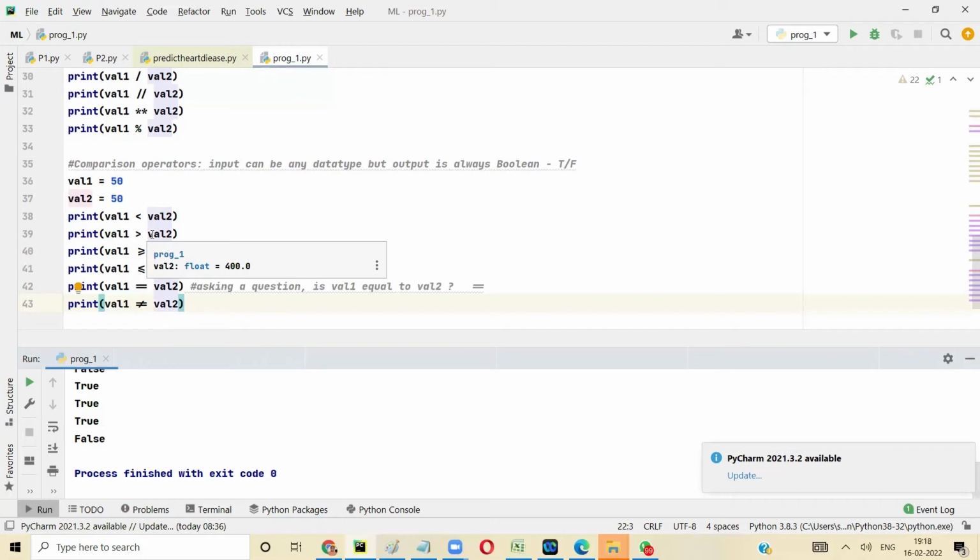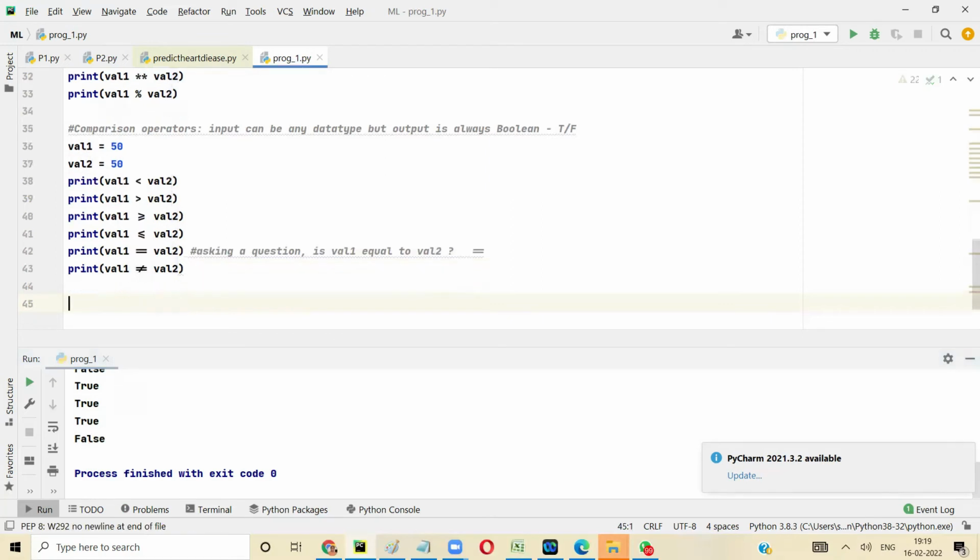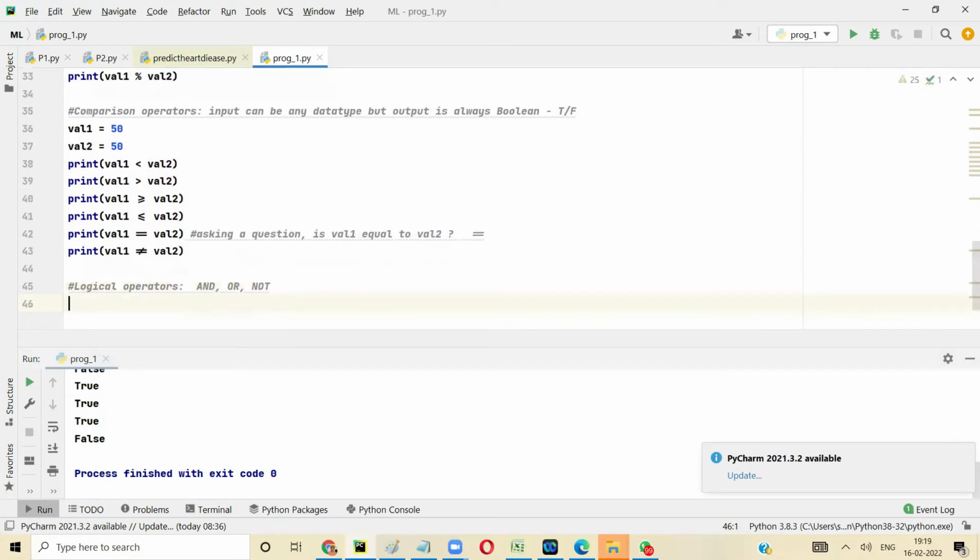Next, we'll talk about what are called logical operators. It is testing our logic. So what does logic mean? We'll talk about three here: and, or, not. Let me ask you a question.